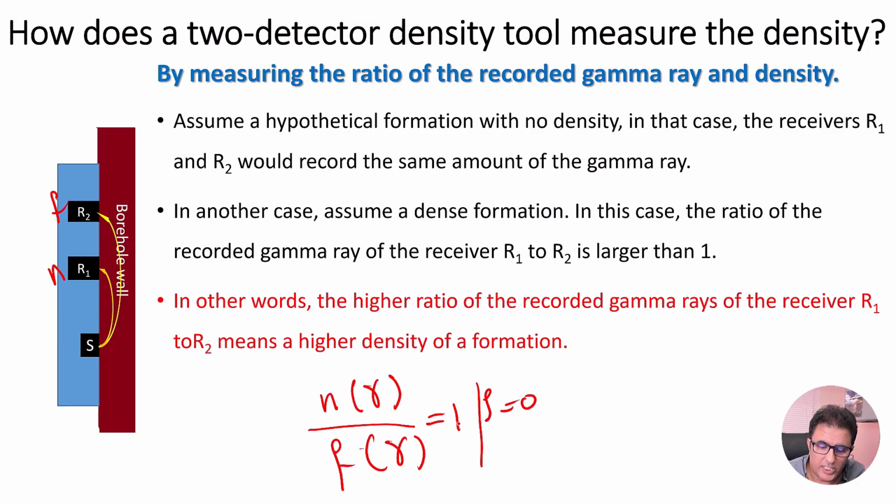that the density is very high. In that case, the far detector will record a lower number of gamma rays compared to the near detector. The reason is that the gamma ray has to go through a longer route to get to the far detector, and for that reason, gamma rays are more attenuated. So if we have high density, in that case, this ratio will be greater than 1.